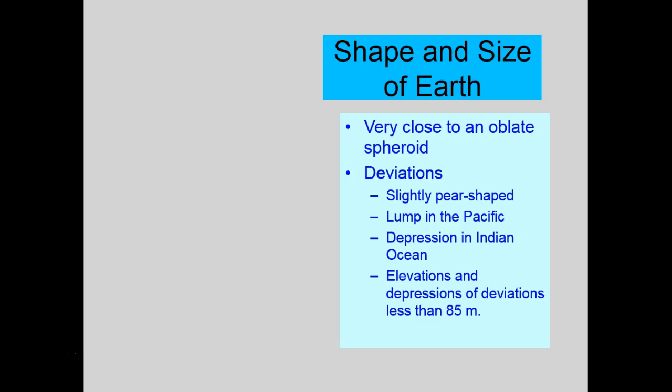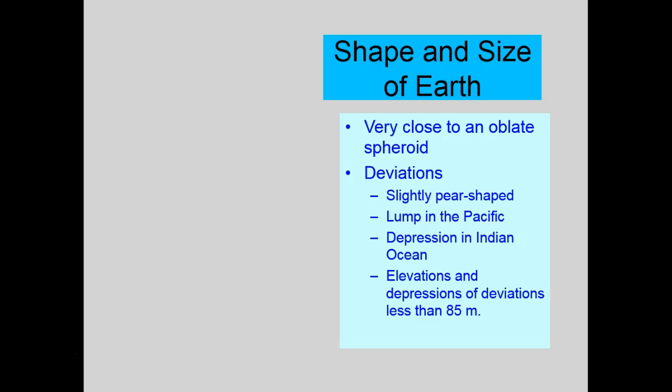Now, let's start with the shape and size of the Earth. This is section 16.1. The Earth is not a perfect sphere. It's what they call very close to an oblate spheroid. Spheroid meaning it's like a sphere, but it's not quite.